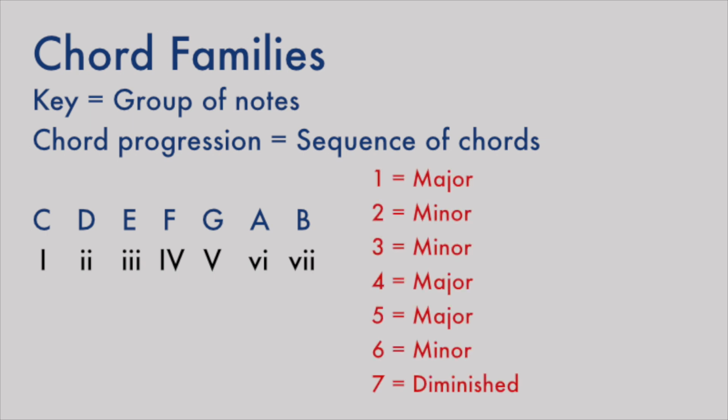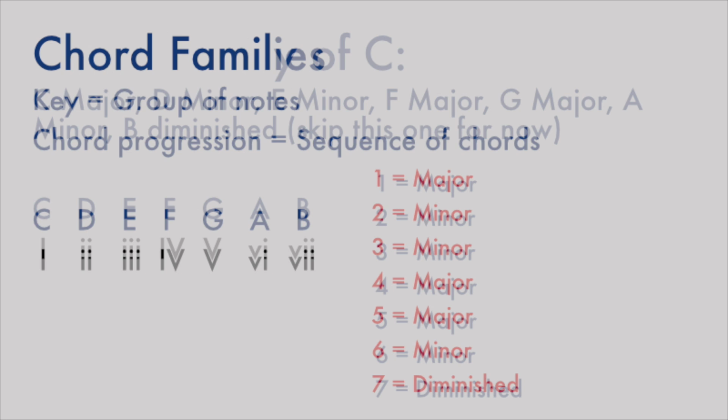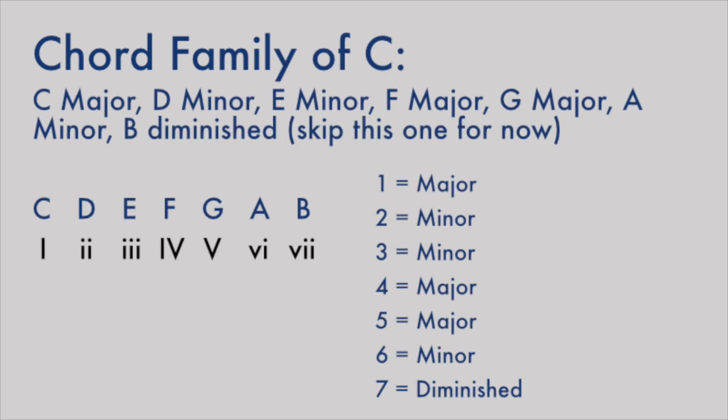Now apply the following formula: 1 major, 2 minor, 3 minor, 4 major, 5 major, 6 minor, 7 diminished. And we get the following chords: C major, D minor, E minor, F major, G major, A minor, and B diminished. Don't worry about the diminished one for now. These 7 chords give you the chord family from C, and they all sound good together.